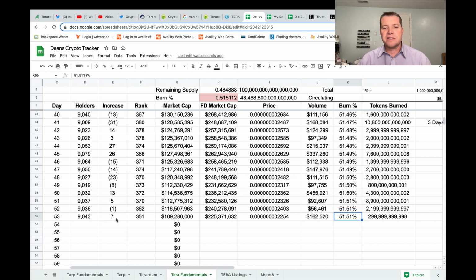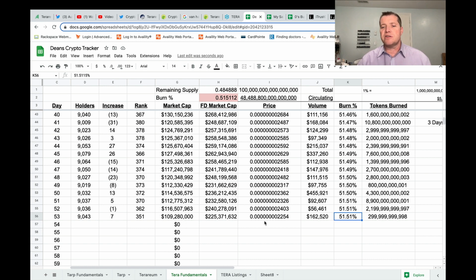Up 7 holders from yesterday. Market cap is down, but interestingly enough, our ranking is up by 11 spots to 351st of all cryptocurrencies. And this has to do with what I discussed a little bit yesterday too, which is I believe that Terareum is reaching a floor price where the whale investors and those of us who are diamond handing are essentially going to hold this at this price until we start building off of that. If the whales were to start selling, yes, I could see this going further, but for now, it's holding pretty constant in this range right here.